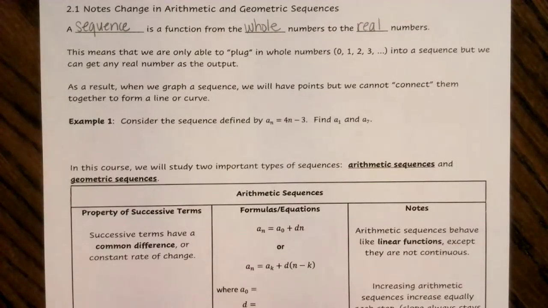All right, today we're going to learn about change in arithmetic and geometric sequences. And so let's start by defining a sequence. It is a function from the whole numbers to the real numbers. This means that we are only able to plug in whole numbers into a sequence, but we can get any real number as the output. As a result, when we graph a sequence, we will have points, but we can't connect them together to form a line or a curve because we can't include those points.